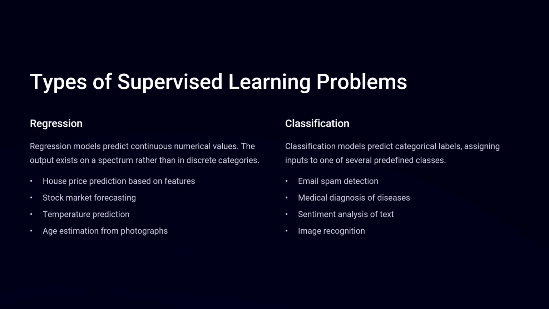Types of supervised learning problems. Regression. Regression models predict continuous numerical values. The output exists on a spectrum rather than in discrete categories. House price prediction based on features. Stock market forecasting. Temperature prediction. Age estimation from photographs. Classification. Classification models predict categorical labels, assigning inputs to one of several predefined classes. Email spam detection. Medical diagnosis of diseases. Sentiment analysis of text. Image recognition.